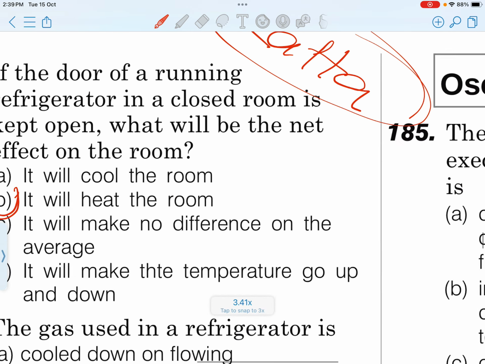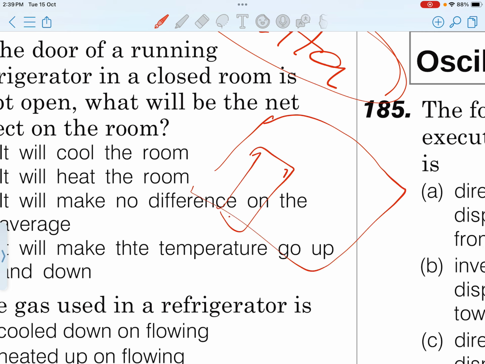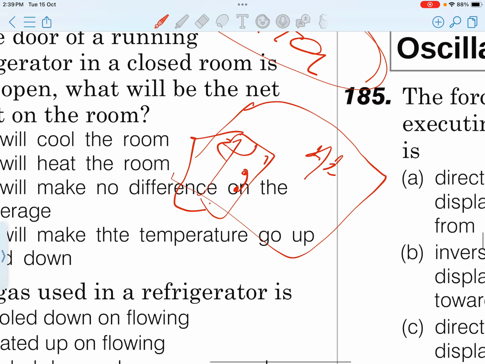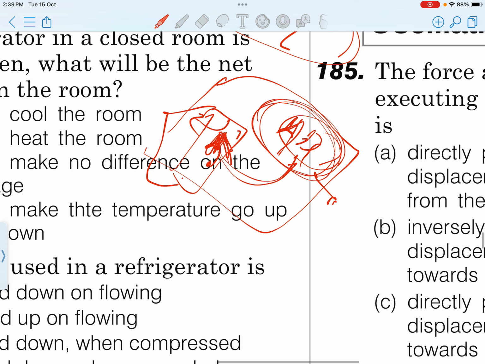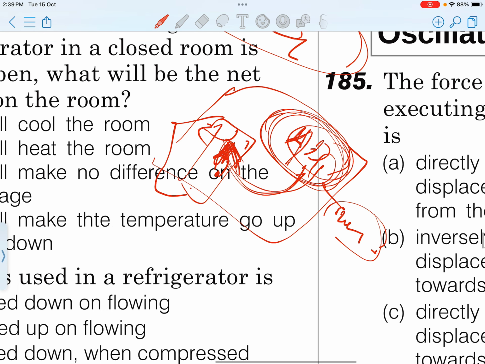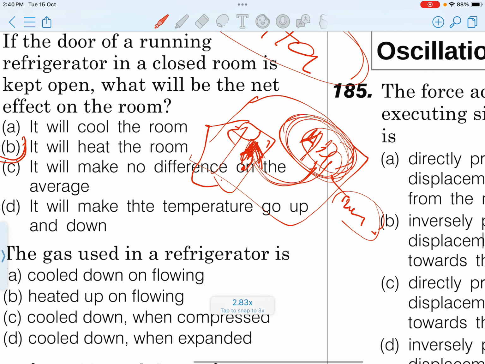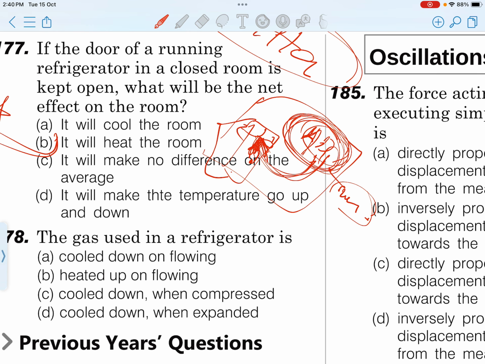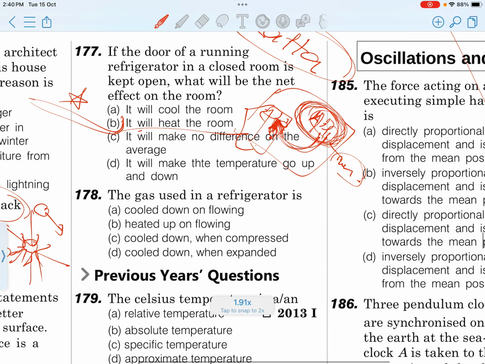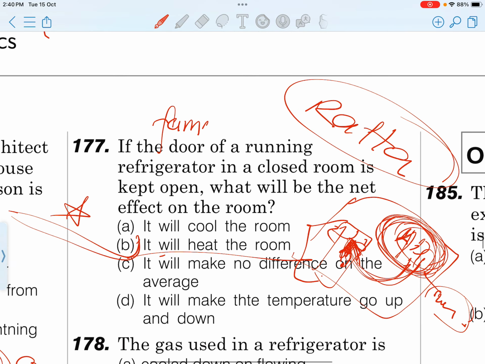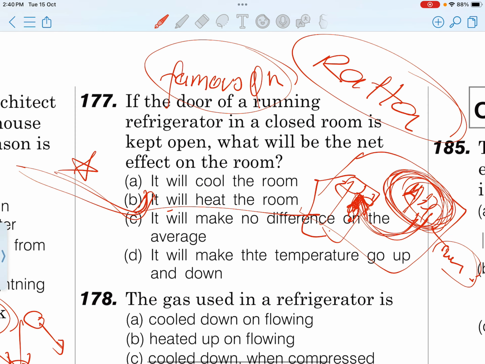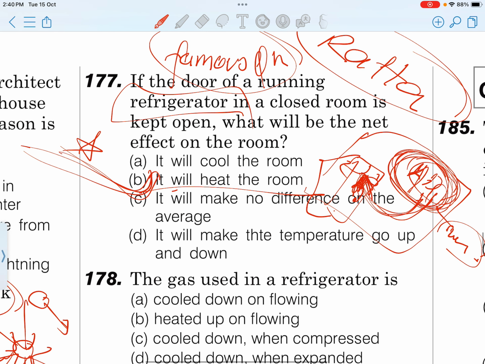Let me just give you the concept. Let's say this is a room and there is a refrigerator with a handle. You open this refrigerator, and the air present in the room gets into the refrigerator. When this air gets into the refrigerator, the room will become warmer. The air is becoming warmer, so it will heat the room. This is a very famous question, so you can just memorize it: a refrigerator heats the room. So that's it. The gas used in the refrigerator, no need to do this.